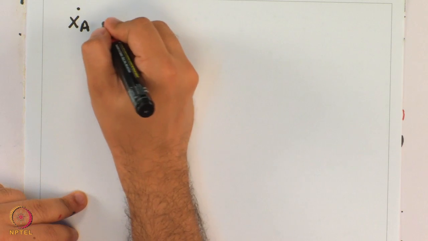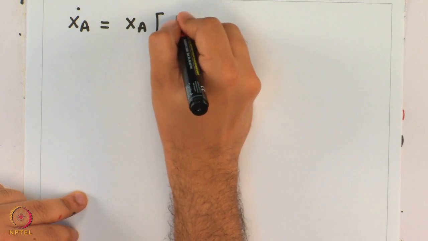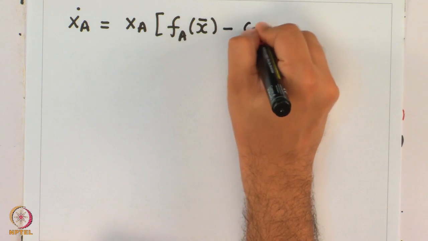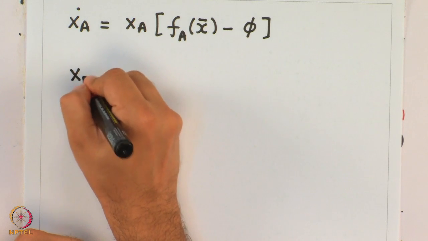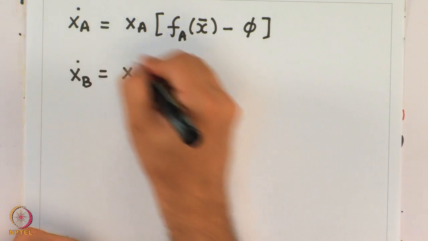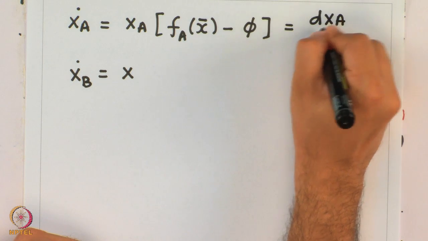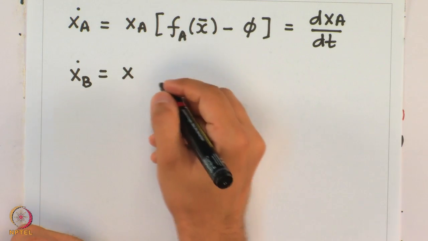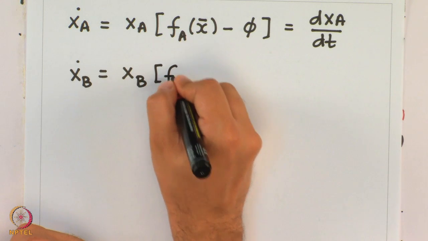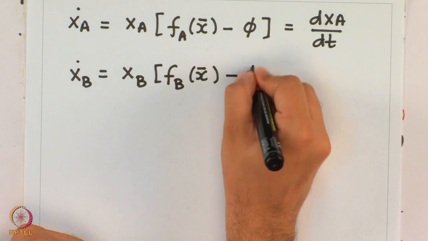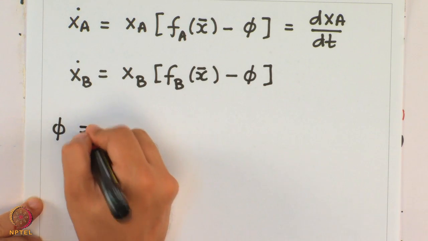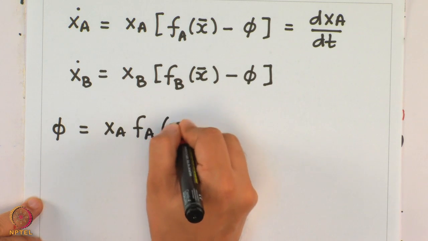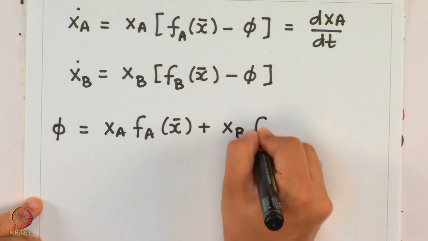So, if we have this, then we can write that x A dot is just equal to x A into fitness of genotype A, which is f A as a function of vector x, minus phi, and x B dot is equal to x B into f B of x minus phi. Here x A dot is just short for dx A by dt, the rate of change of frequency of individuals belonging to genotype A, and x B dot is dx B by dt. And phi of course is the mean fitness associated with this environment, which is equal to x A times f A of x plus x B times f B of x.